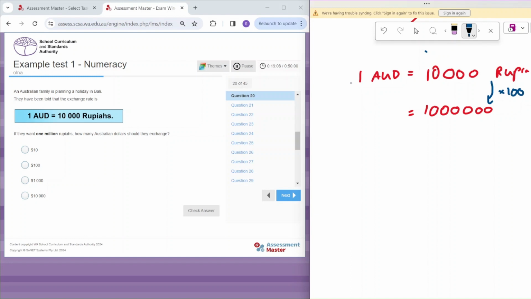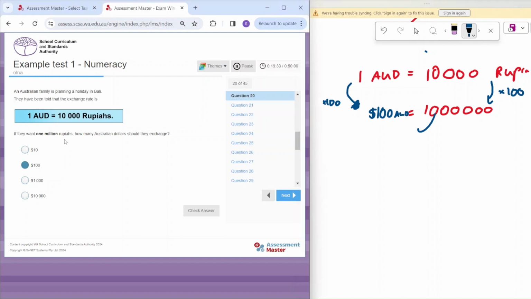So using the same equation logic as we used the last question, whatever we do to one side, we must do to the other. So what can I times this side by? That's right, we can times it by 100. And 1 times 100, that's a nice easy one, is 100 Aussie dollars. Correct, so we can select 100 Aussie dollars.